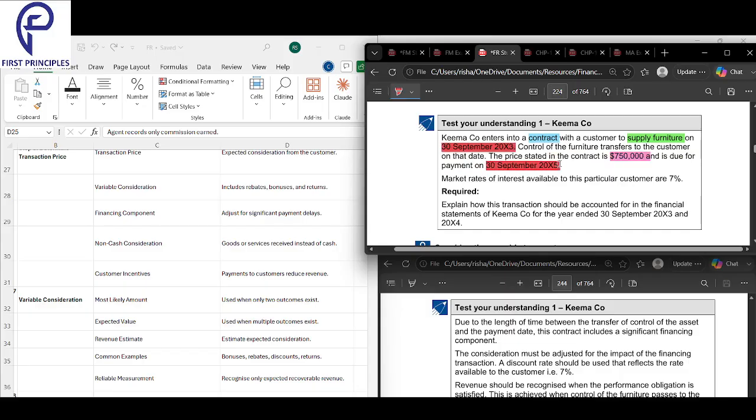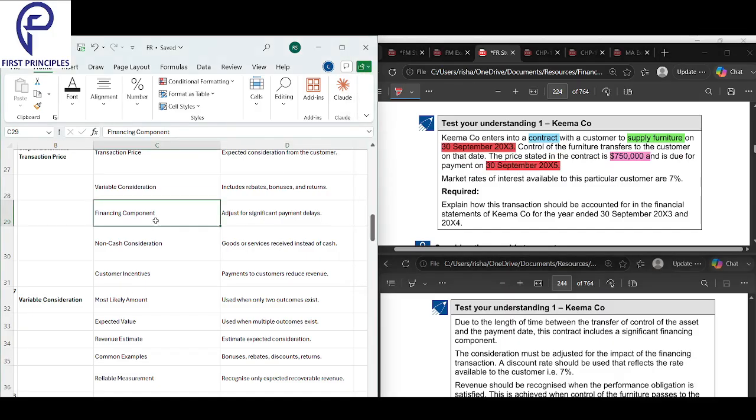So whenever there's a significant time gap, such as 2 years, we say there is a financing component. What do we say? We say there is a financing component. Between 30th September 2003 and 30th September 2005, we are saying there's a financing component. Why are we saying that? Because there is a time gap between the transaction date and the payment date.